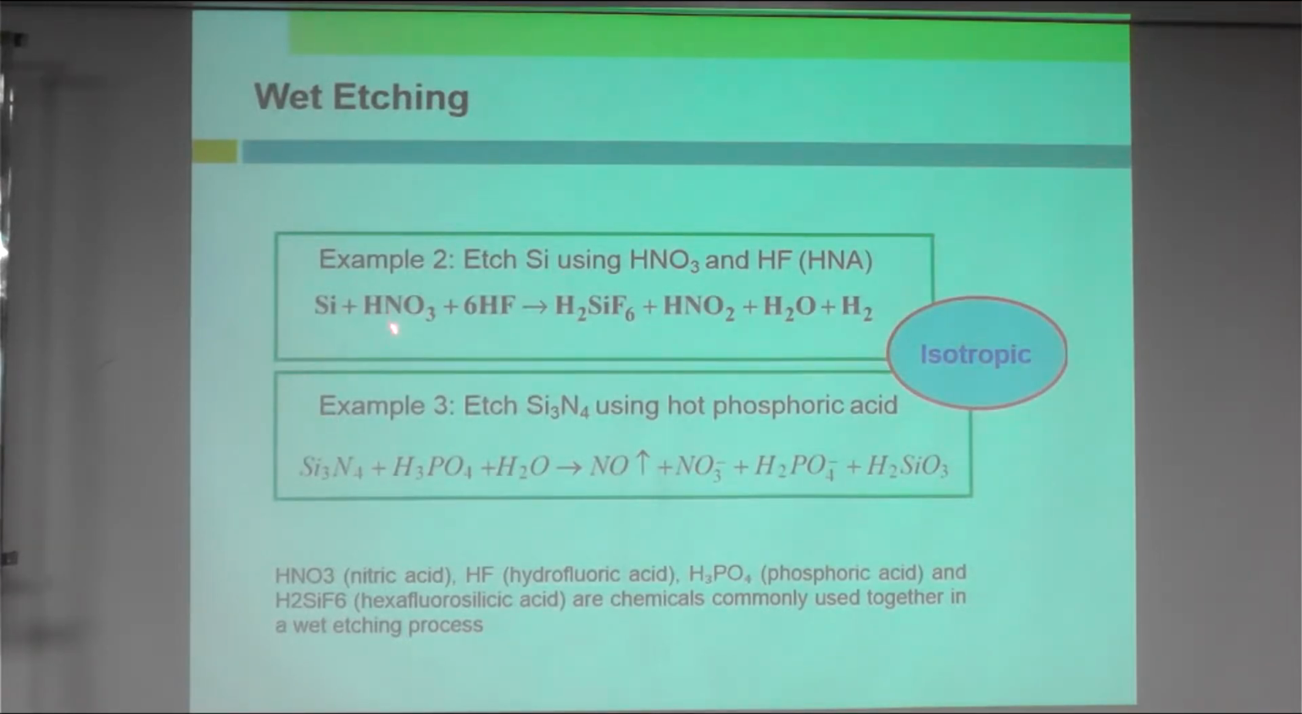So in wet etching, to remove silicon materials, for example, we use nitric acid and hydrofluoric acid. This is a quite common chemical, hydrofluoric and nitric acid. And for etching silicon nitride, we use hexafluorosilicic acid, for example. So these are quite common isotropic chemical etching processes for wet etching of silicon.